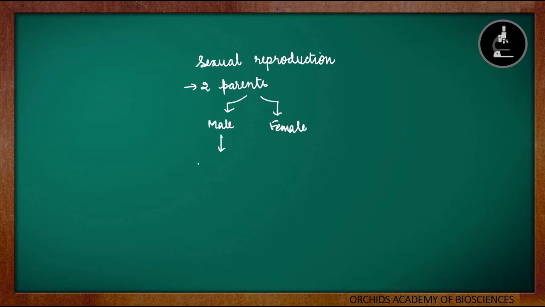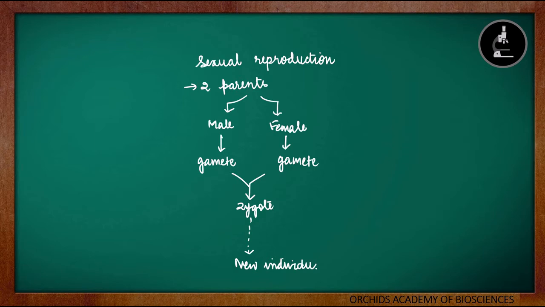These parents produce the sex cells which are also called gametes. So the male produces the male gamete and the female produces the female gamete. In sexual reproduction, the fusion of these gametes leads to a structure which is called a zygote, and this zygote later develops into various other forms and finally gives rise to a new individual. So we can see that in sexual reproduction, two parents are involved which produce the gametes, and finally these gametes undergo the process of fusion.